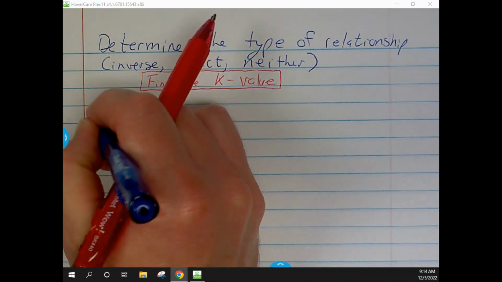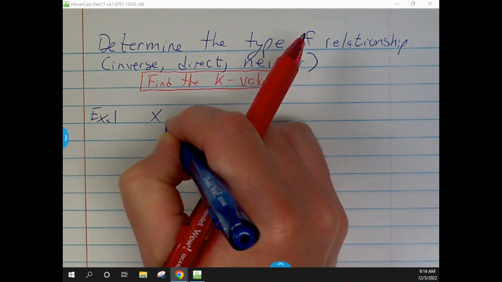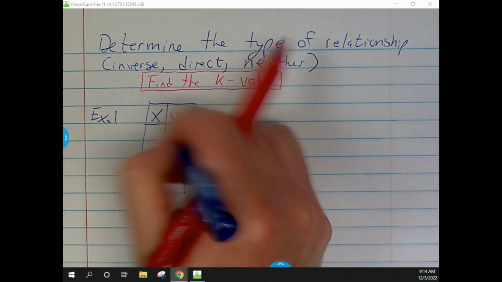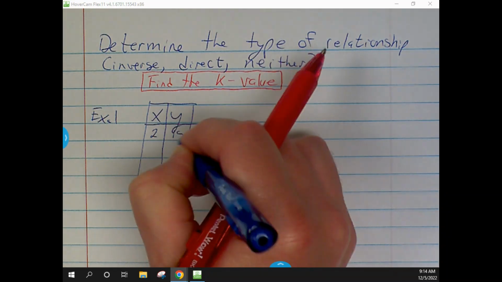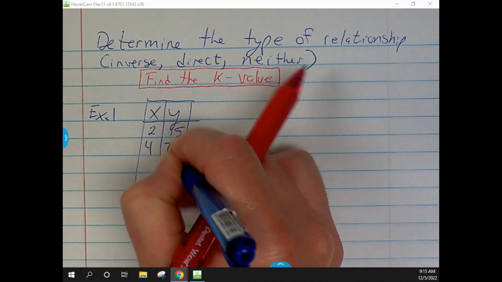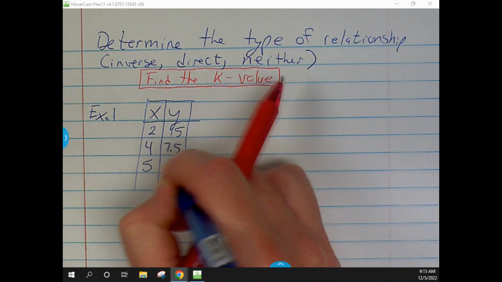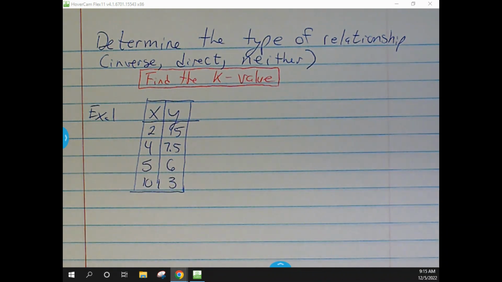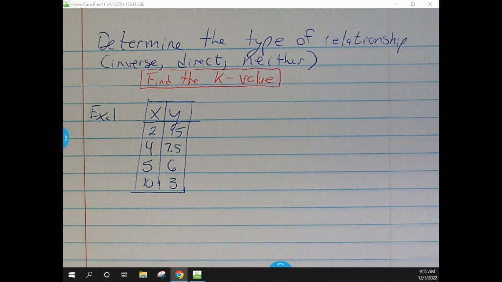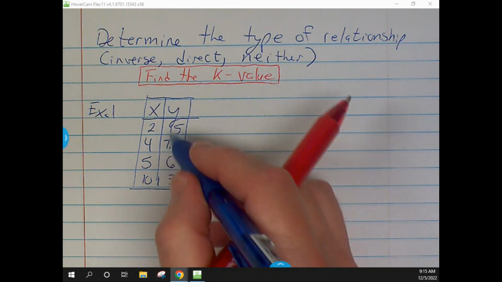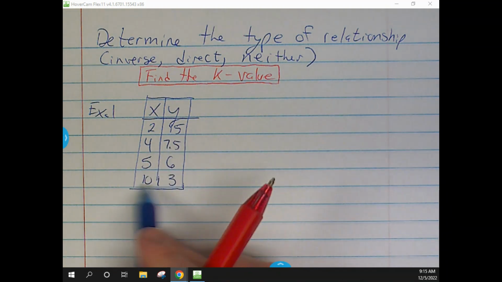So, all right, here we go. Here's example 1. We've got a table of values. We can go 2 and 15, 4 and 7.5, 5 and 6, and then 10 and 3.